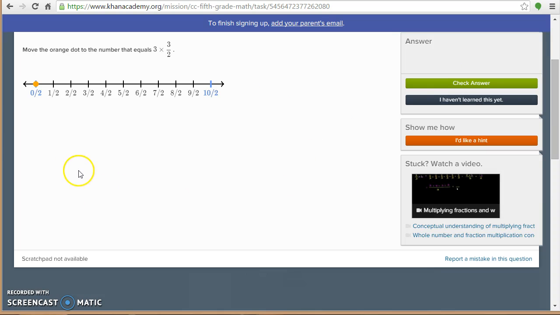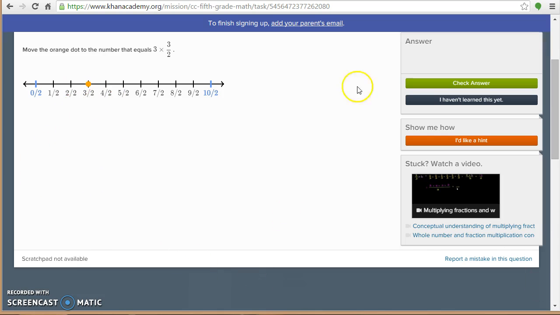So we move on to the next question, and now it's telling us, all right, move the orange dot to the number that equals 3 times 3 seconds. So we've just finished learning how to multiply our whole number times our fraction. And again, we're talking, okay, we go up to 3 seconds.